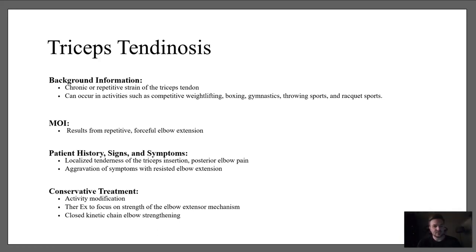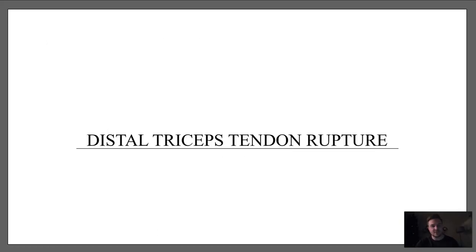For patient history, signs and symptoms: localized tenderness of the triceps insertion, maybe posterior elbow pain, and aggravated symptoms with resisted elbow extension. For conservative treatments, we're looking at activity modification, therapeutic exercises focused on strength of the elbow extensor mechanism, and then eventually closed chain elbow strengthening. Eccentrics as well. Not a lot to do there. I think it's something that sees us more than we see it, and it usually clears up pretty well with activity modification.